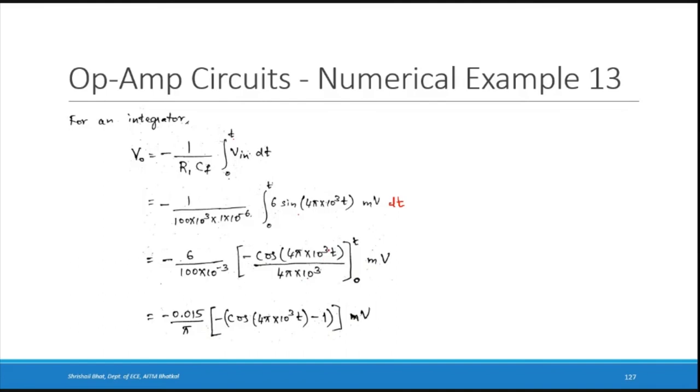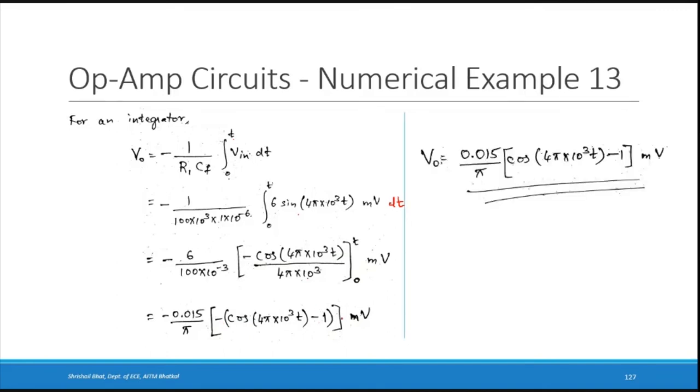Cos 0 is 1, right? So it is cos 4 pi into 10 raised to 3t minus cos 0. Cos 0 is 1, right? So what do you get then? Minus cos 4 pi into 10 raised to 3t, minus of minus is plus 1.